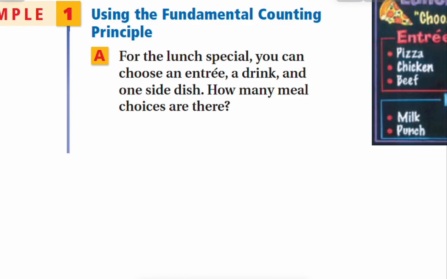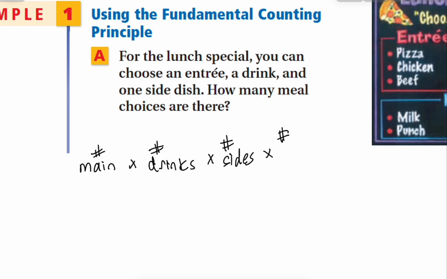Now, this is what's interesting about a problem like this. It's just a multiplication. It is much easier than students want to make it. You're just thinking how many main dishes times how many drinks times how many sides. Was that the only thing they had? 3 things? Yeah, you should be writing these down.